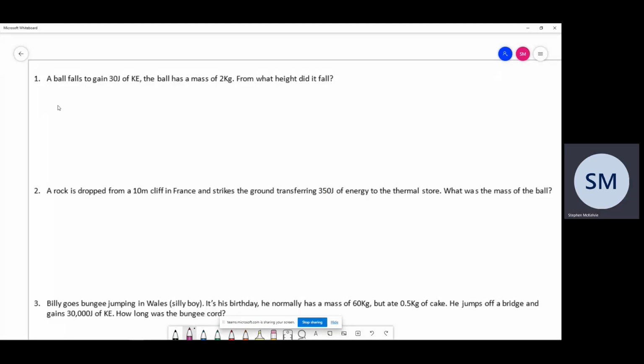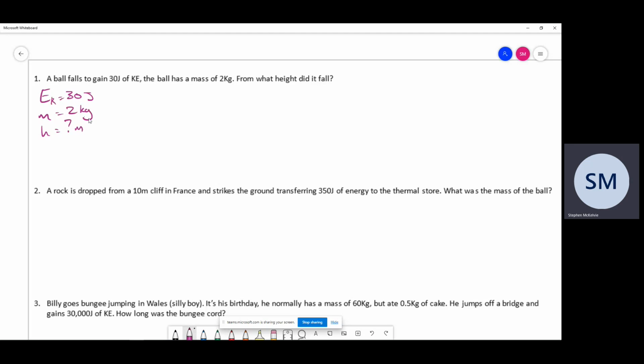All right, so we're going to go through these questions. The best thing to do is first off collect all your terms. A ball falls to gain 30 joules of kinetic energy. So I put that down as EK is equal to 30 joules. The ball has a mass of 2 kilograms, and it's asking you from what height did it fall.